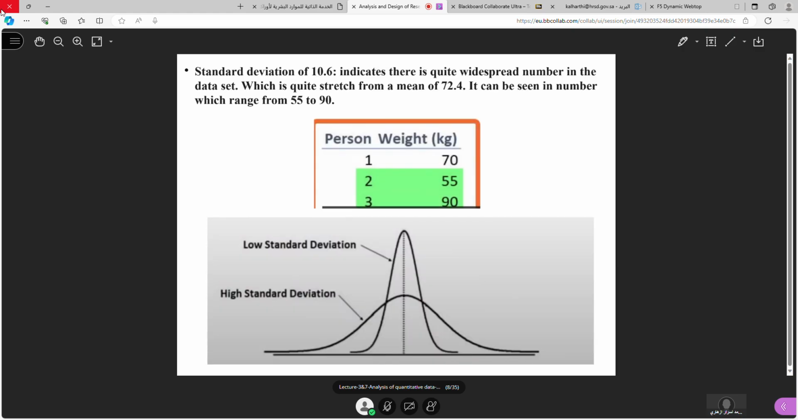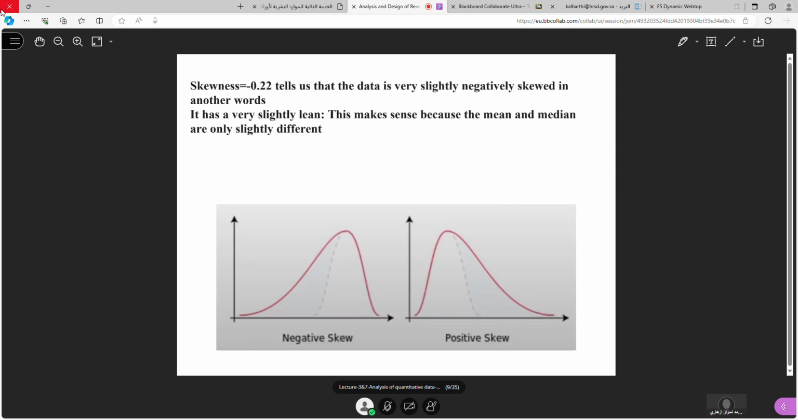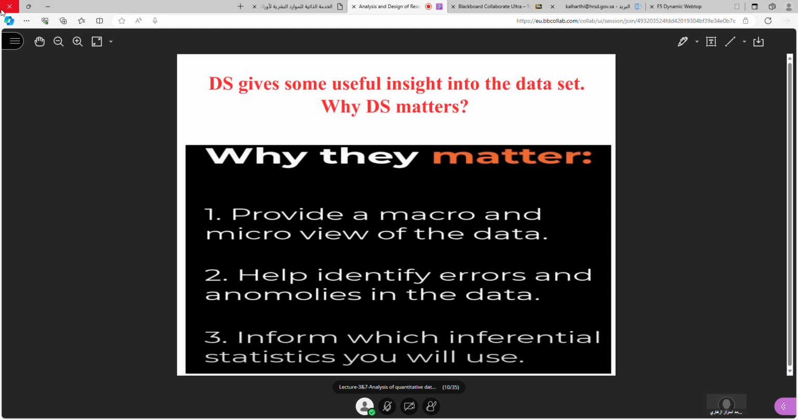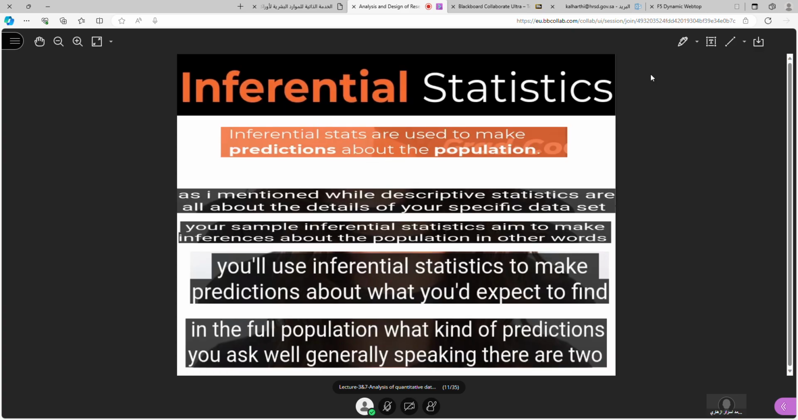Nothing here. Leave all this for now. We'll see it in the final exam. Here it gives why descriptive statistics matter, all MCQs. Now coming to inferential statistics, it is used for prediction about the population, but this point only, not this one.